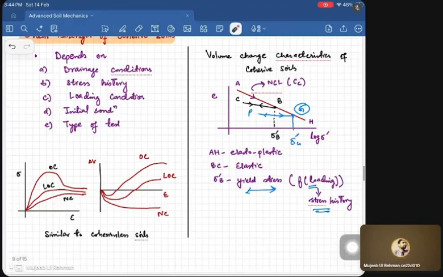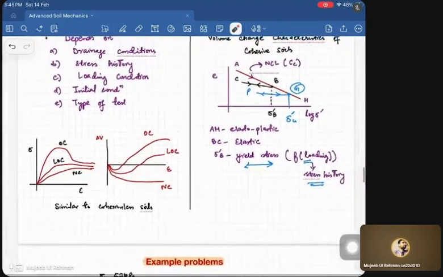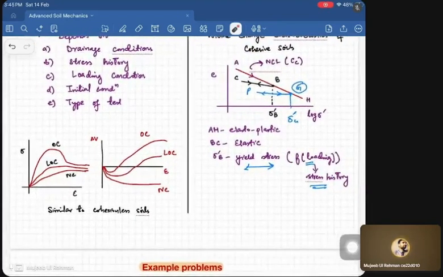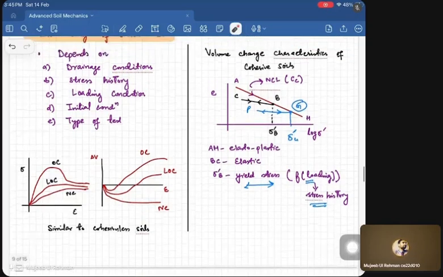Now, if we talk about the volume change, how the volume change will occur in the NC, LOC, and OC. We can see that delta V is the change in volume, and epsilon is the strain. You can see the NC, there's a continuous compression of the sample, because the stresses that the sample is experiencing for the first time will be more than what it has experienced in the past. So there will be new readjustments in the soil sample, correct? So there will be a continuous compression.